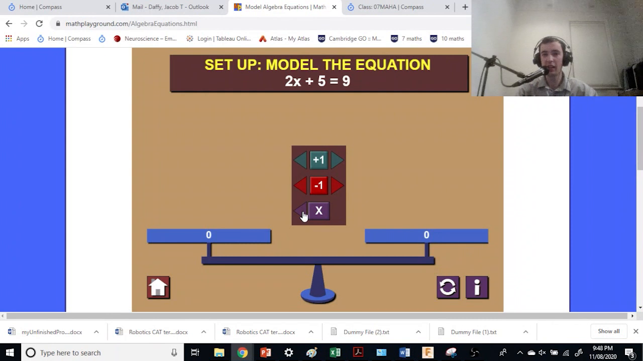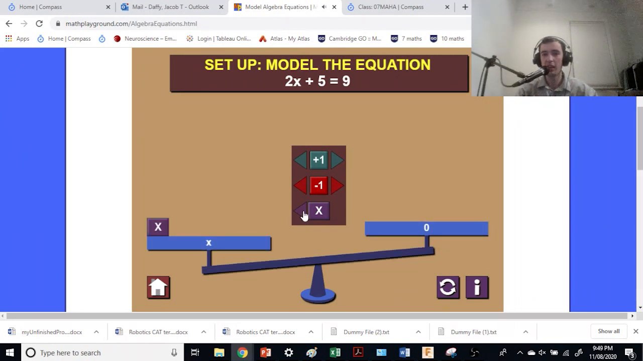So we've got two x's on the left-hand side. So we're going to put an x on the left, and we'll put another x on the left. Now we've got two x's. We've got 5 ones on the left. So 1, 2, 3, 4, 5. You can see it says 2x plus 5 here, so it's correct.